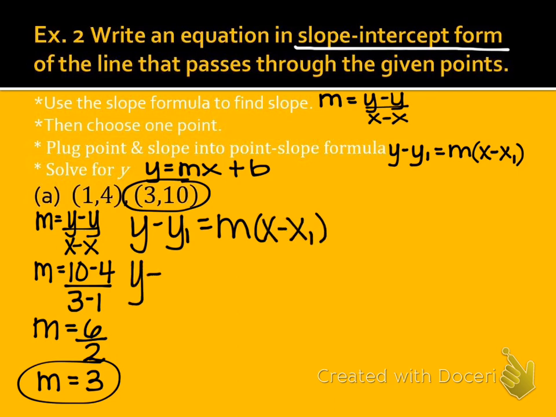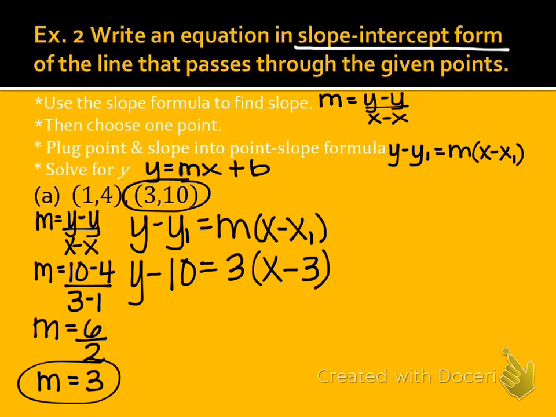So y minus, what was our y coordinate? Blake chose 3, 10. So what's the y coordinate? 10. Equals, what's the slope we found? 3. We found it down here. M equals 3. So we're replacing m with 3. And then Chase, x minus, what's our x coordinate in our point? 3. Awesome. Now, normally, we would stop right here.